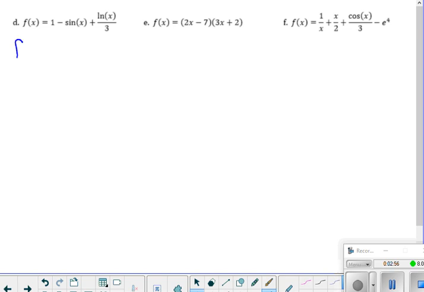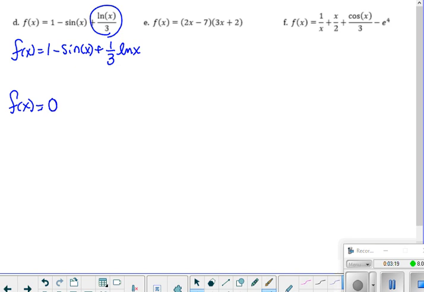For D, before I even begin, I'm going to rewrite this because this term can be rewritten as 1/3 natural log x, and that just makes it easier on our brain to see that it has a multiplier. It has a coefficient of 1/3. F of x. Derivative of 1 is 0. Derivative of sine is cosine, and then we already had the subtraction sign, so that stays. Plus derivative of natural log x, look up the formula for its derivative, and it's 1 over x. Now let's, oops, I didn't get a prime on that.